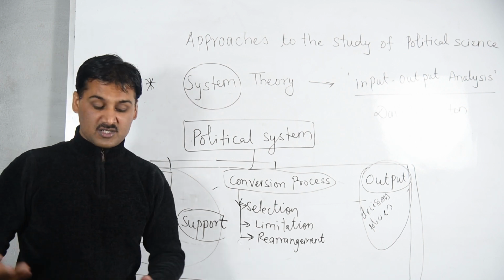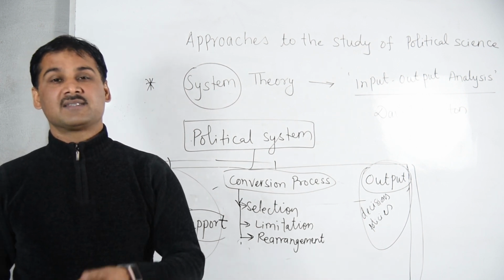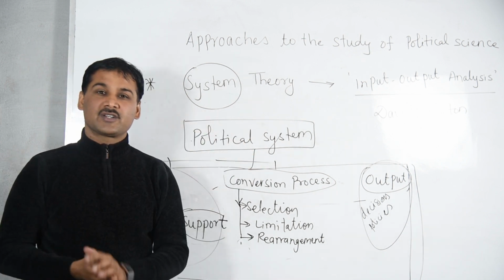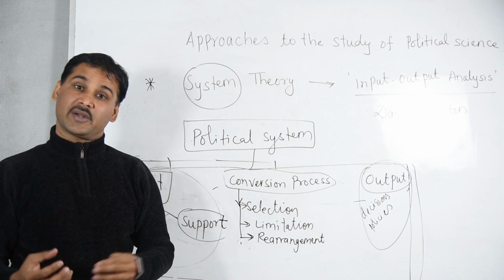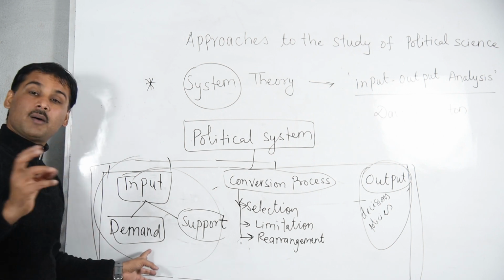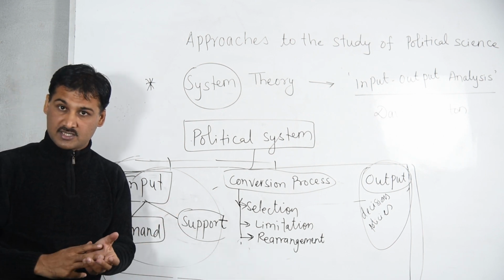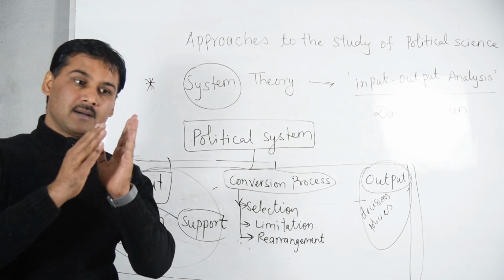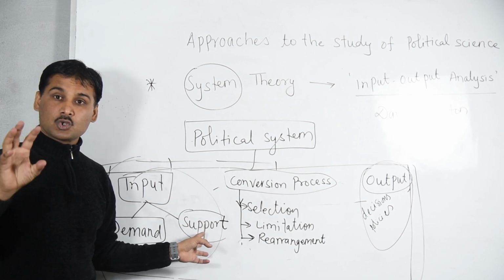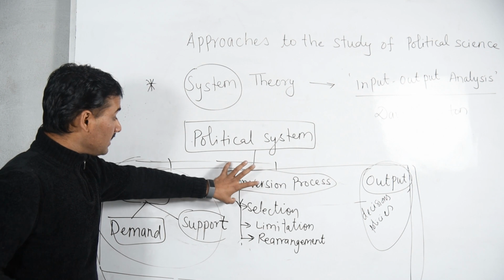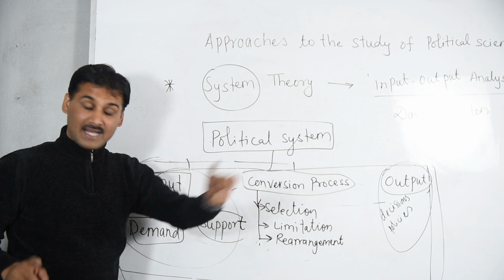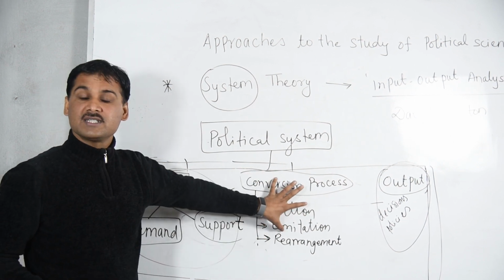And suppose there were demands for school building construction. And throughout the country, some 500 school building constructions were demanded. That means there was a demand collected from the political environment. But the government may have limitations of resources. The government may have priorities for health infrastructure rather than education infrastructure. Due to various reasons, all those demands could not be transferred to the outputs. So this is why the conversion process is important.